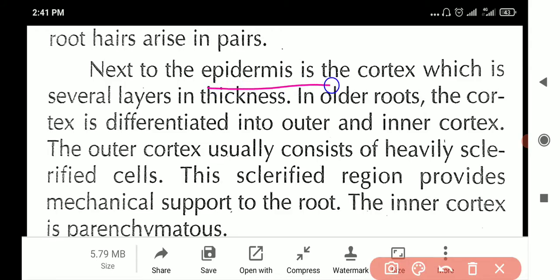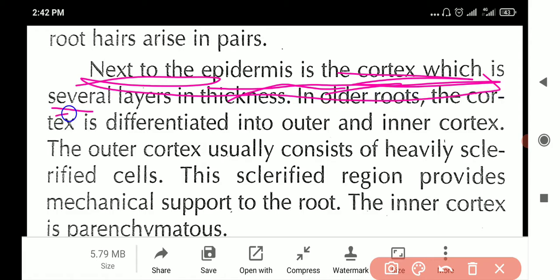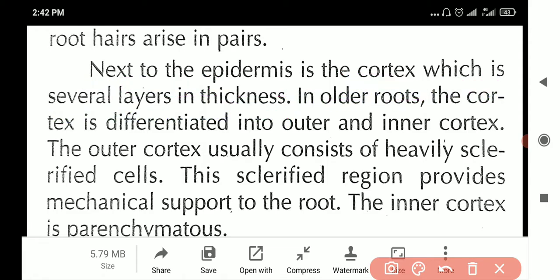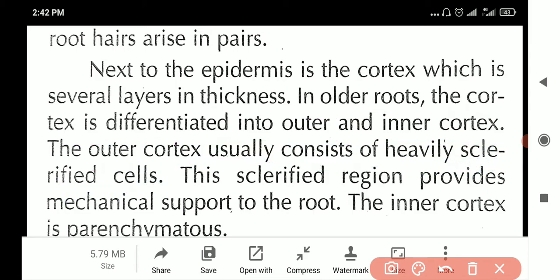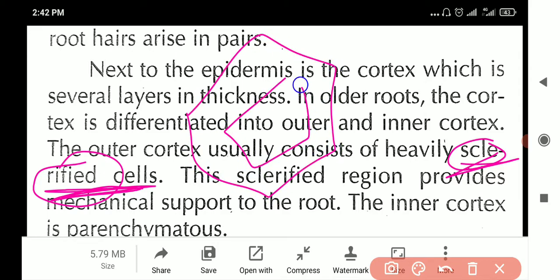So, next to the epidermis, we found the cortex, which is several layers in thickness. In the older roots, the cortex is differentiated into the outer and the inner cortex. The outer cortex usually consists of heavily sclerified cells. Remember I told you about sclerenchymatous cells. This term comes from their sclerified cells, because they have big thickenings.